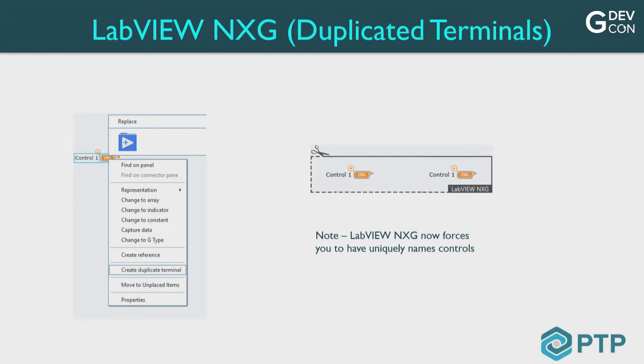There is something called create duplicate terminal. And guess what that means? It's a local variable with a different name. It creates a duplicate terminal, and I guess that's why it's called that. It's completely identical. Makes a load of sense.